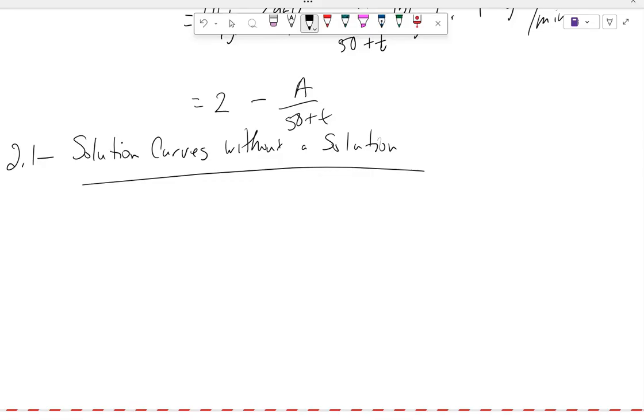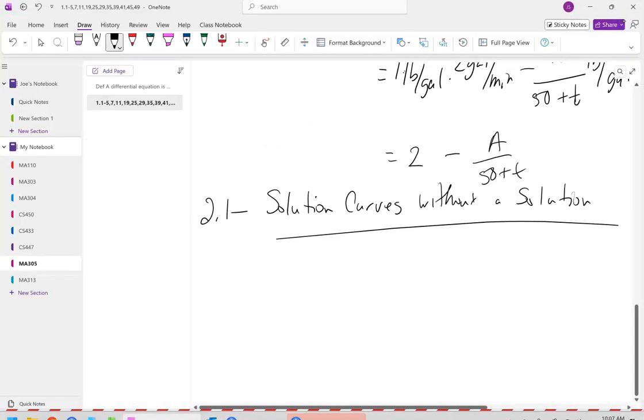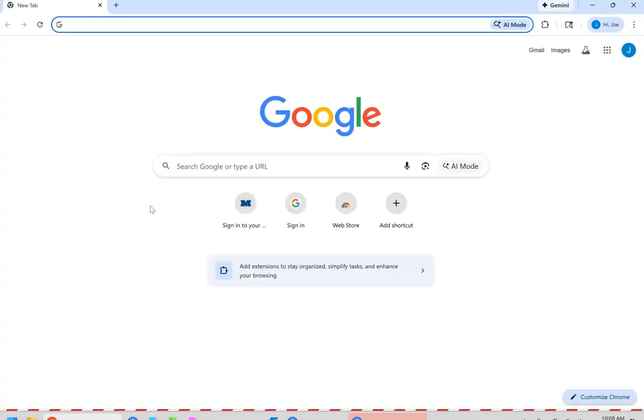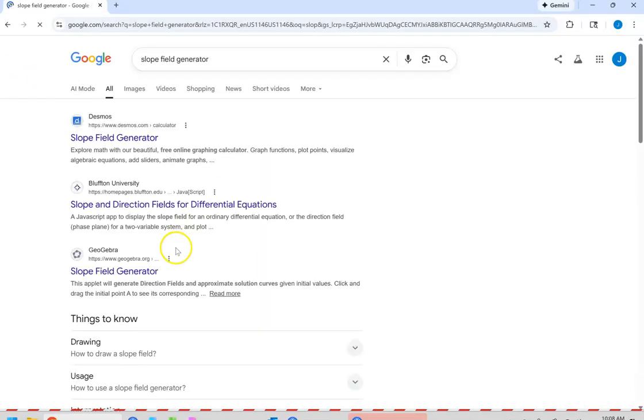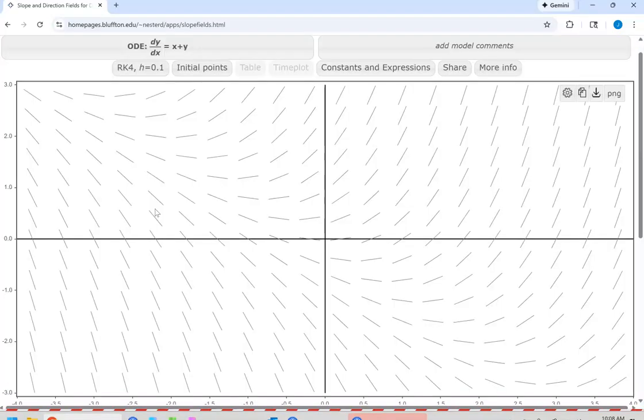Rather than me trying to draw a bunch of things and you trying to create them by hand, there are lots of different generators out there for what we're going to do. So I found a good one, and I'm not going to reinvent the wheel. I'm just not. All right. This particular website generates what are referred to as slope fields.